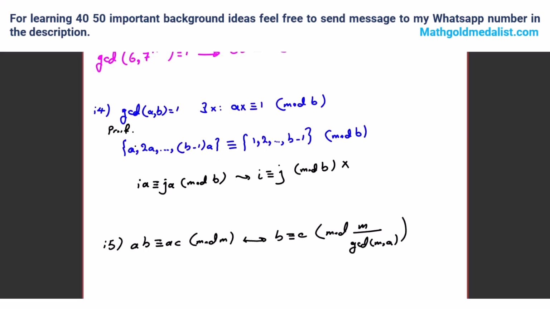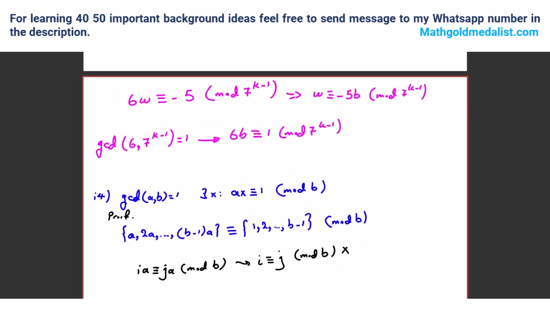So they are different, and none of them is 0 mod B, because A and B are relatively prime, and 1 to B minus 1 are non-multiples of B. So we can conclude what? They are different mod b and not 0, so they should be 1 to b minus 1 in some order, because the number of them equals b minus 1. So one of them is equal to 1, that's the multiplicative inverse. For example, t times a is 1, and exactly that is the multiplicative inverse that we want.